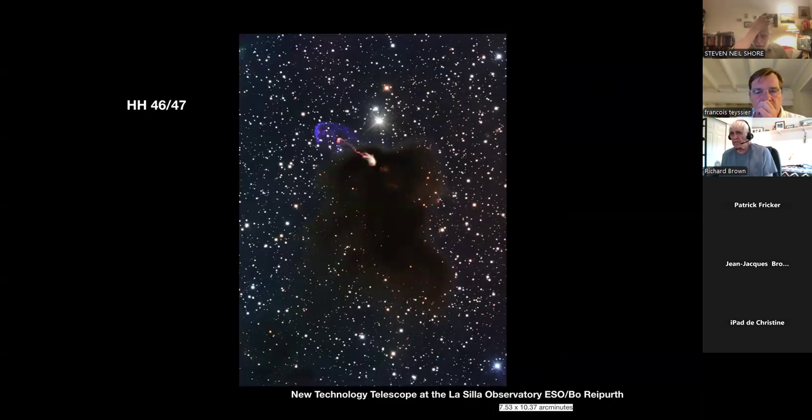This is an NTT observation that's rather old now. It's about 20 years old, of one of these Herbig-Haro objects that is a jet emerging from a dark cloud. When IRAS was launched in the 1980s, when some of the principal infrared observations were begun in the 80s and 90s, this was the Holy Grail. That is, to actually see the birth of a star.